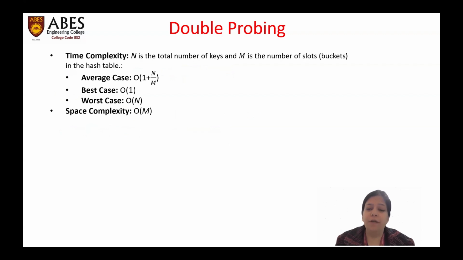The complexity of double hashing in the average case is O(1 + n/m). In the best case, it is O(1), and in the worst case, it is O(n). The space complexity is O(m).